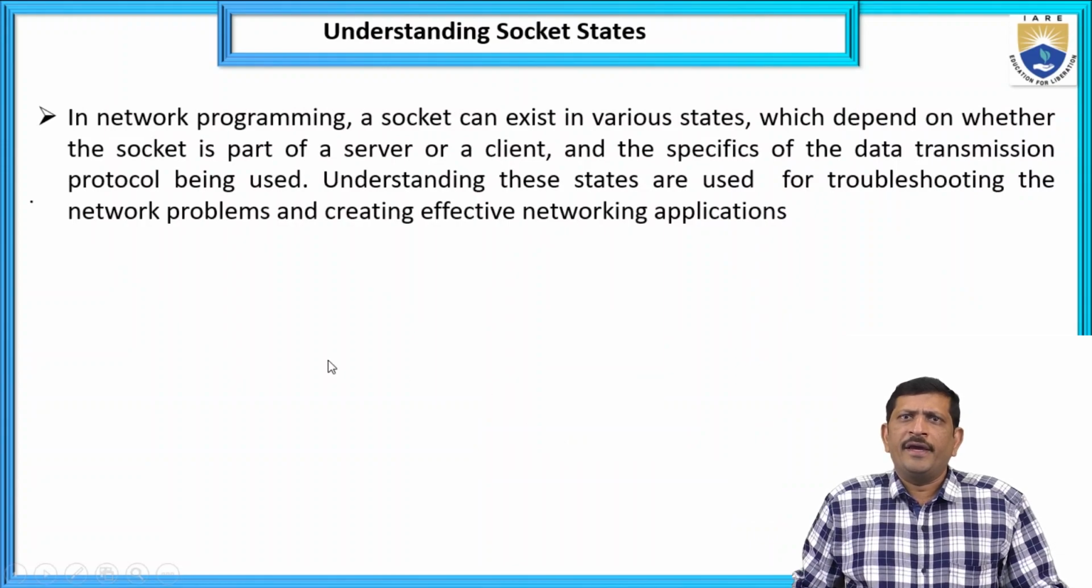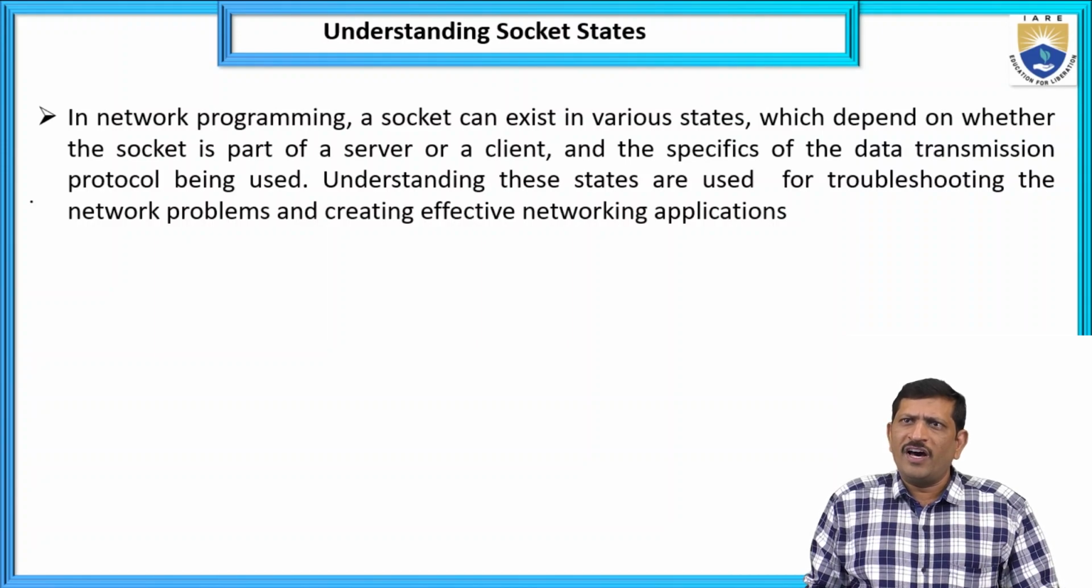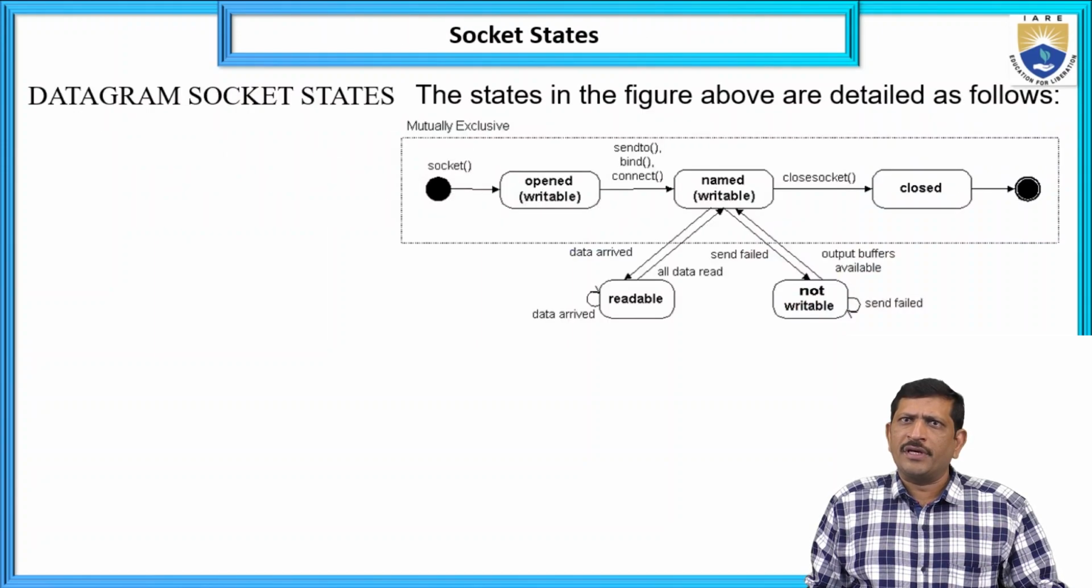In network programming, a socket can exist in various states, which depend on whether the socket is part of the server or the client, and on the specifics of the data transmission protocol being used. Understanding the states is useful for troubleshooting network programming and creating effective networking applications.